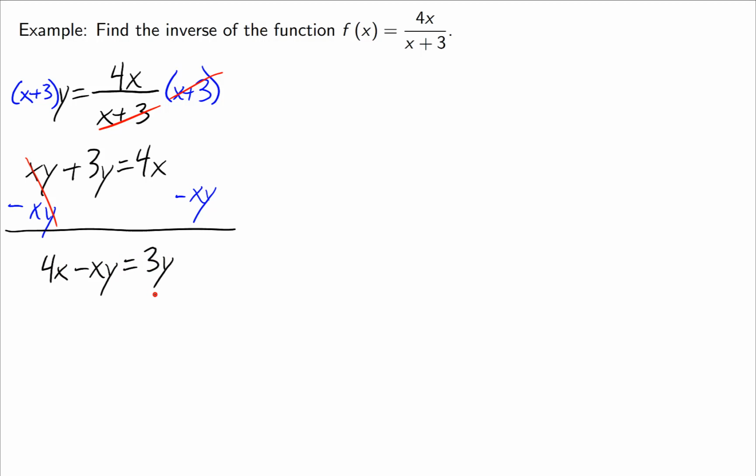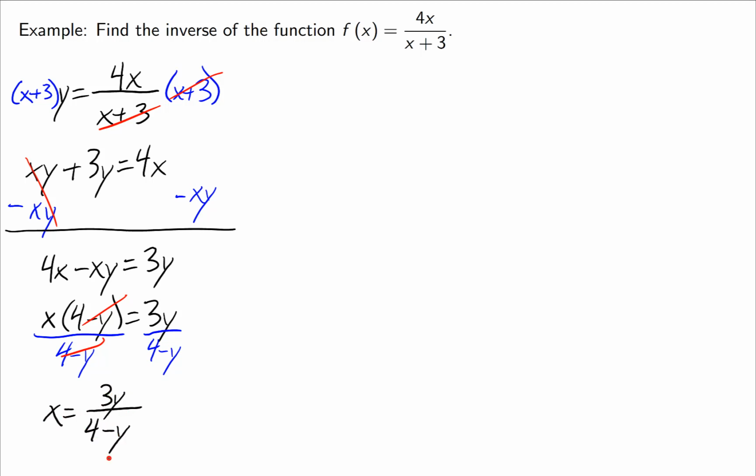Now here, remember I'm trying to solve for x. You might think we're sort of stuck, but the technique at this point is I'm actually going to factor out this x. When I factor out the x, I get 4 minus y and 3y, and look, it does appear like I'm very close to getting x by itself. What I need to do to finish it is divide both sides by 4 minus y. From that, I get x is equal to 3y over 4 minus y.